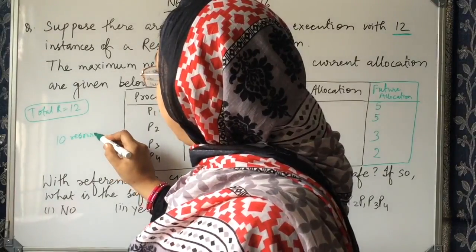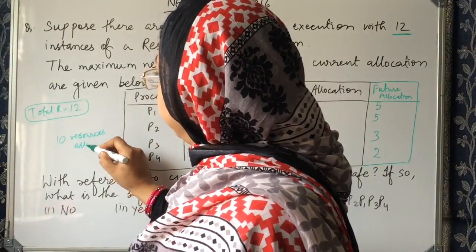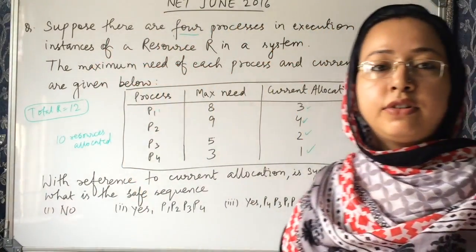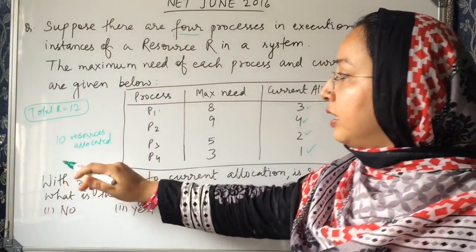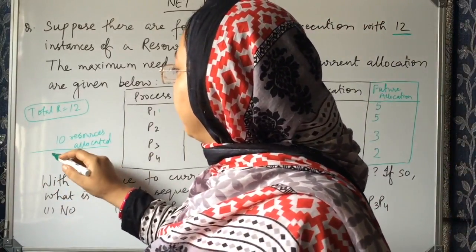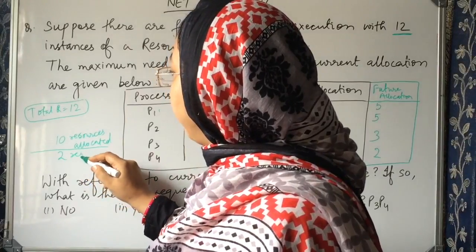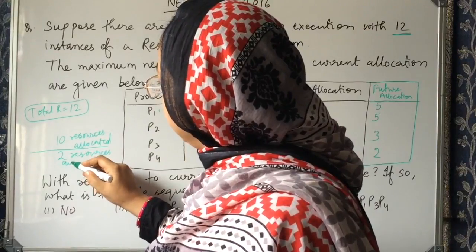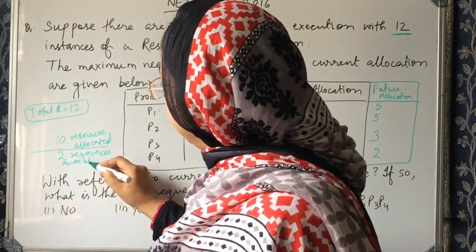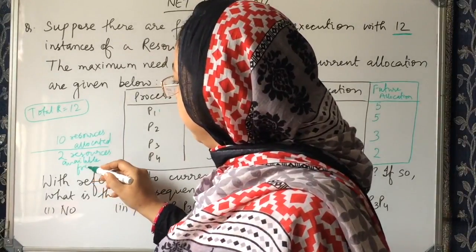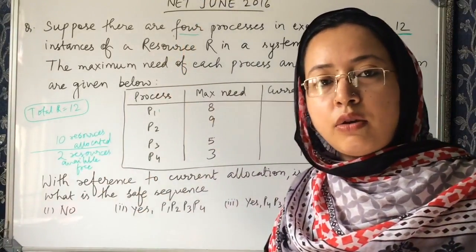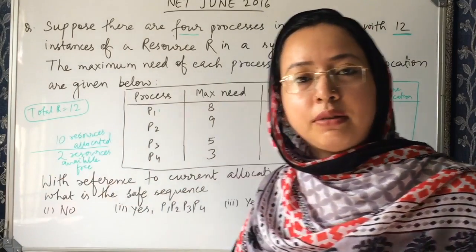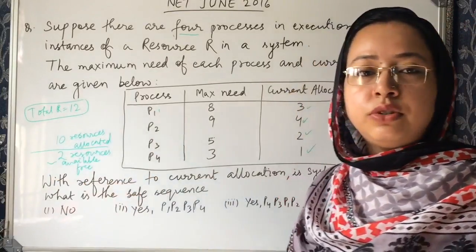The question says that in total we have 12 resources and 10 resources are allocated. So how many are left now? Only 2 resources are available, which are free. 10 are already allocated, so we cannot allocate from those. We can allocate only from these 2 resources.